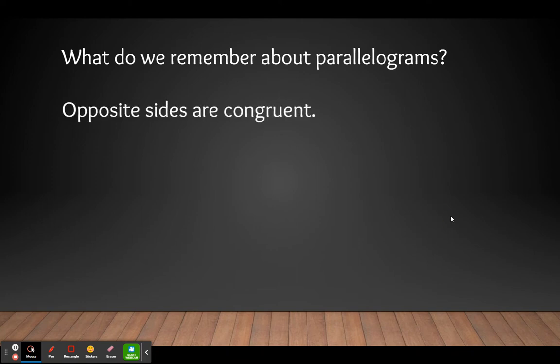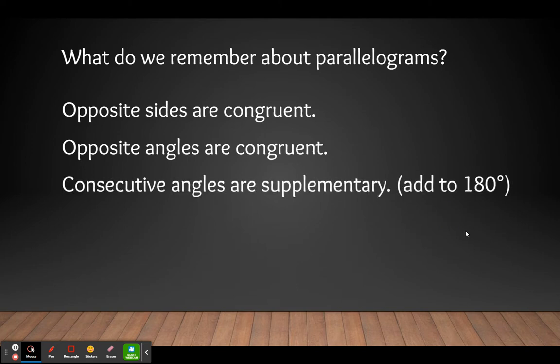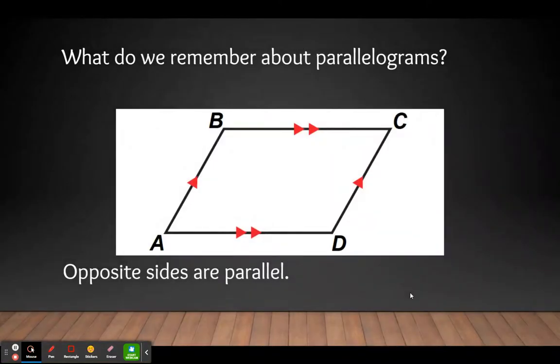First, opposite sides are congruent, opposite angles are congruent, consecutive angles are supplementary, diagonals bisect each other. Finally, opposite sides are parallel. That's where we get the name parallelogram in the first place.